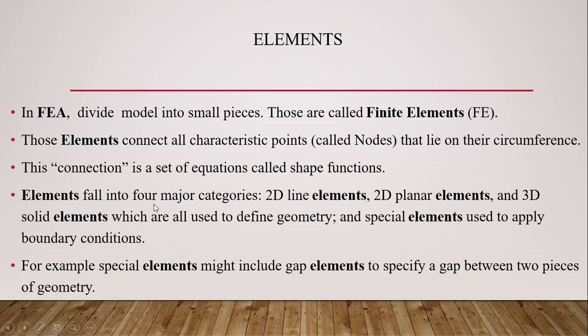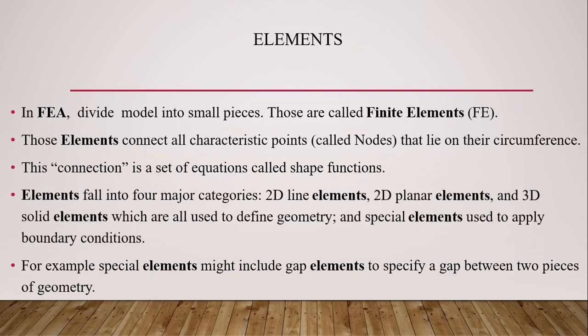The elements fall into four major categories: 1D line elements, 2D planar elements and 3D solid elements, which are all used to define the geometry, and special elements used to apply boundary conditions. For example, special elements might include a gap element to satisfy a gap between two pieces of the geometry. So this is all about the elements.